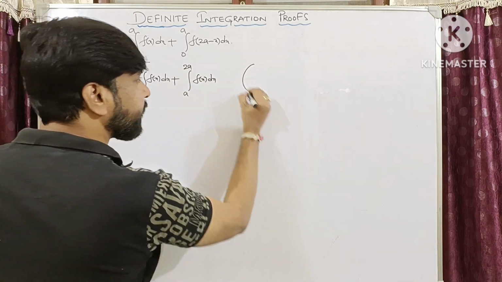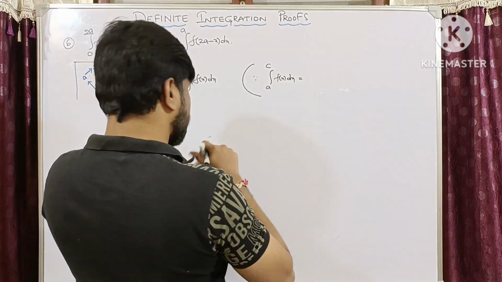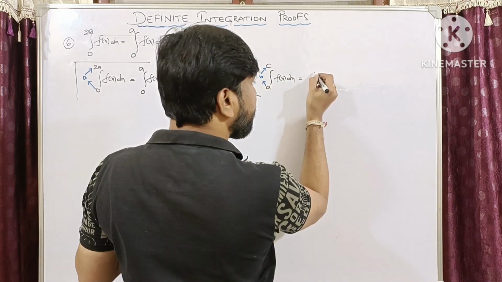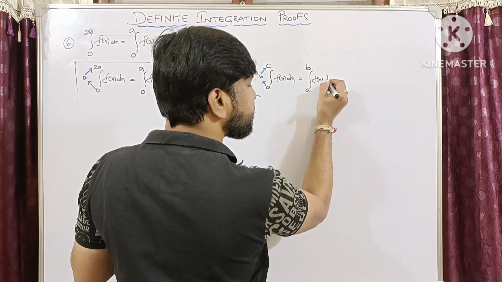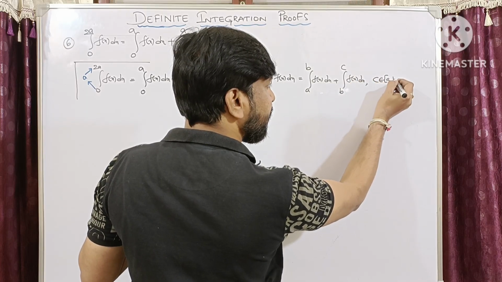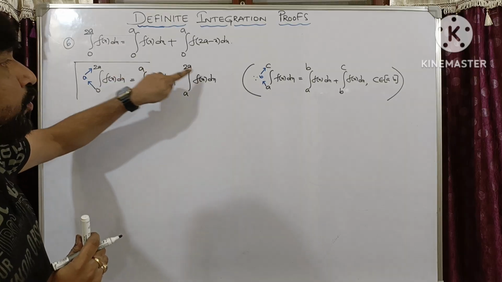Did you understand what the property is? The third property is integral a to c f of x dx. How do we split it? In between, b will be there. So we write integral a to b f of x dx plus integral b to c f of x dx, where b belongs to closed interval ab. Similarly, between 0 and 2a, a will be there. That's 0 to a plus a to 2a f of x dx.